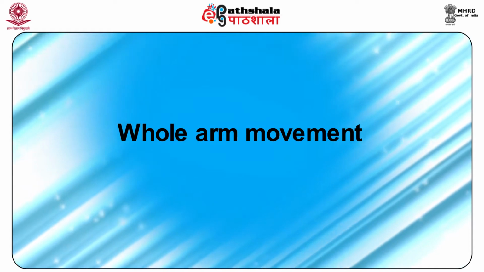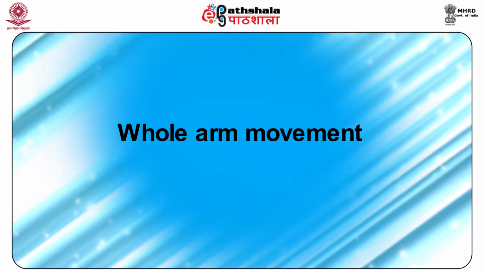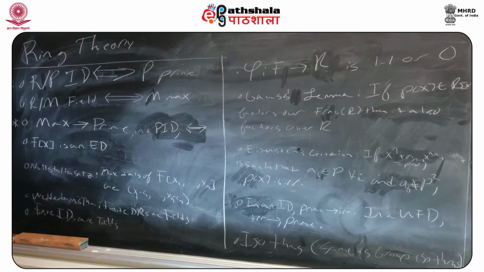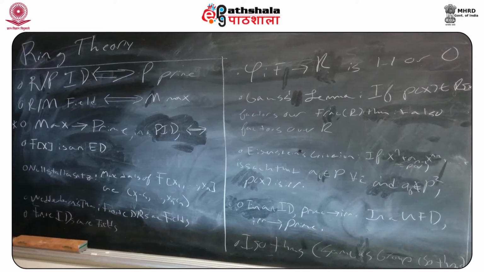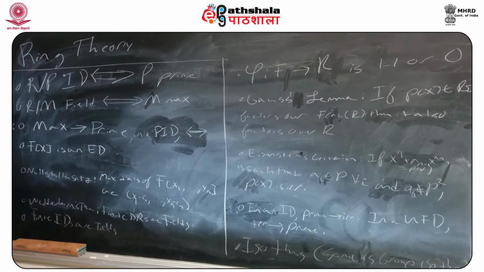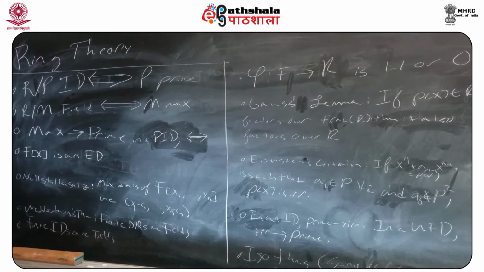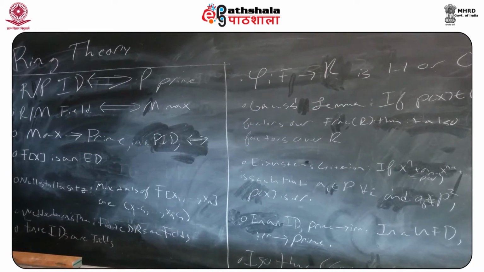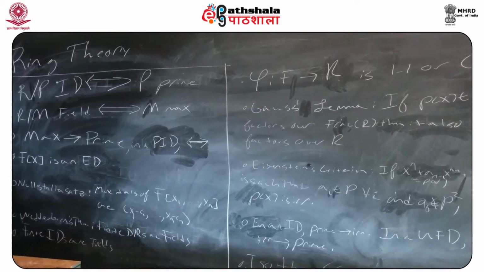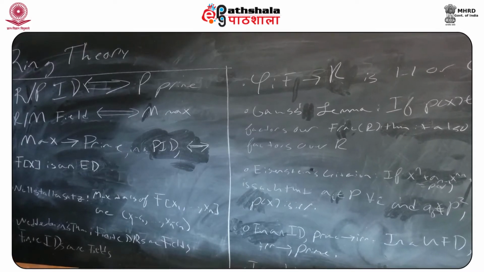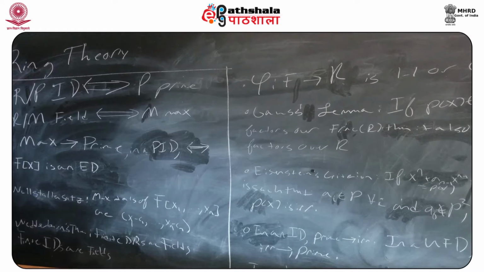Next is whole arm movement. This movement does not have any center of action or pivot. The strokes are produced longer and well decorated. This type of movement can be seen in blackboard writing, signboards, etc.